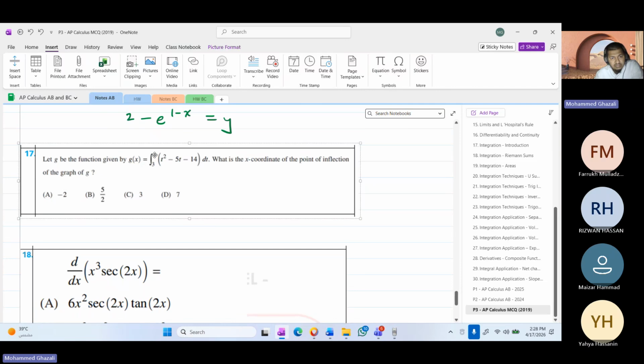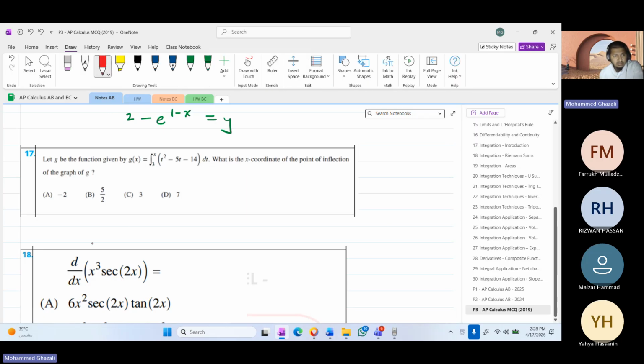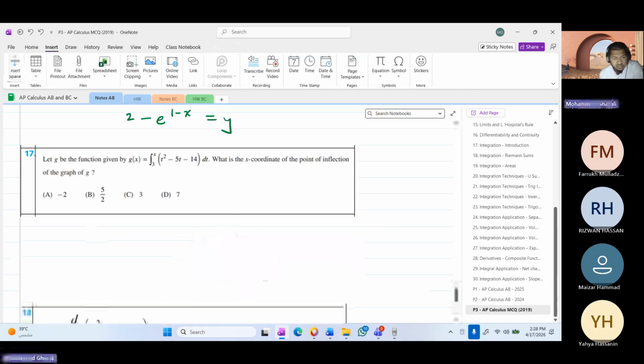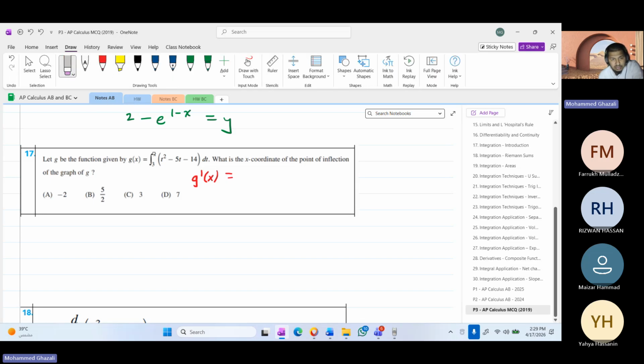Let g be the function defined by this. What is the x coordinate of the point of inflection of the graph of g? Now, nice question. If you're going to find a point of inflection, it's the double derivative. So what's g prime x? For g prime x, we need to use the fundamental theorem of calculus. We are differentiating an integral. So you substitute the upper boundary inside, differentiate the upper boundary, substitute the lower boundary inside, subtract, and then differentiate 3, you get 0. So just substituting the upper boundary inside, g prime x is x squared minus 5x minus 14.